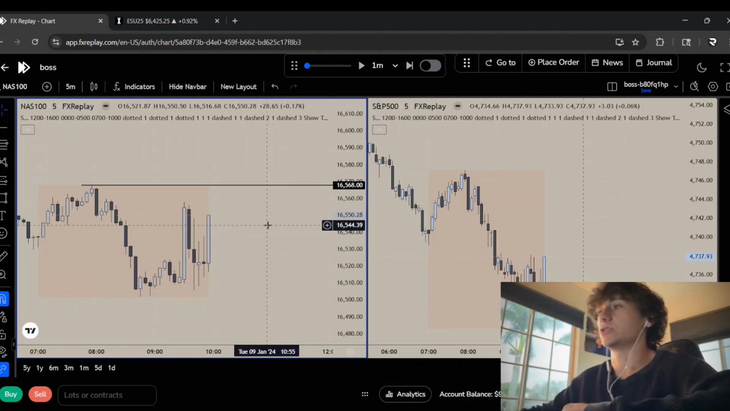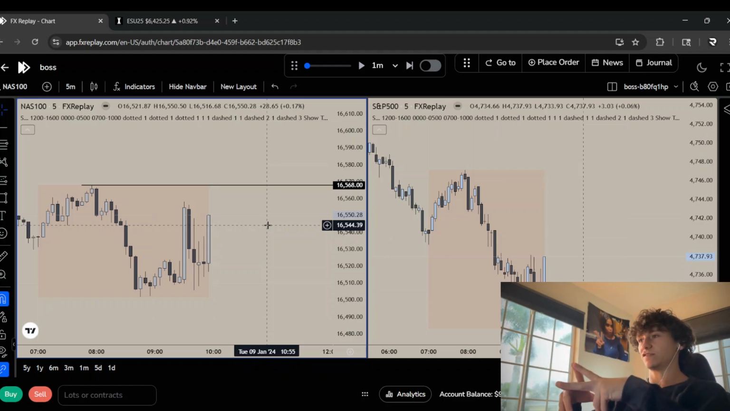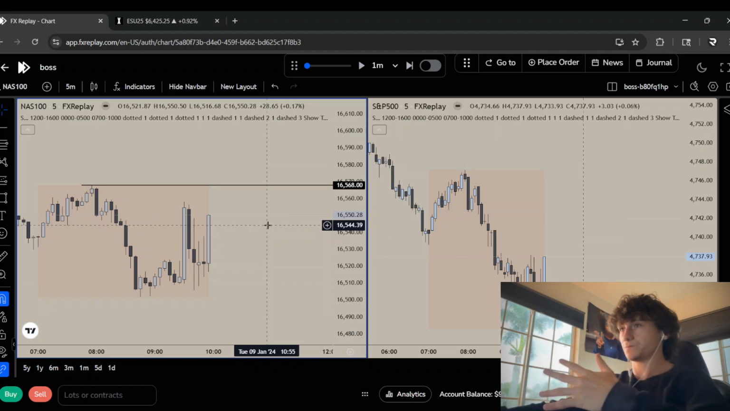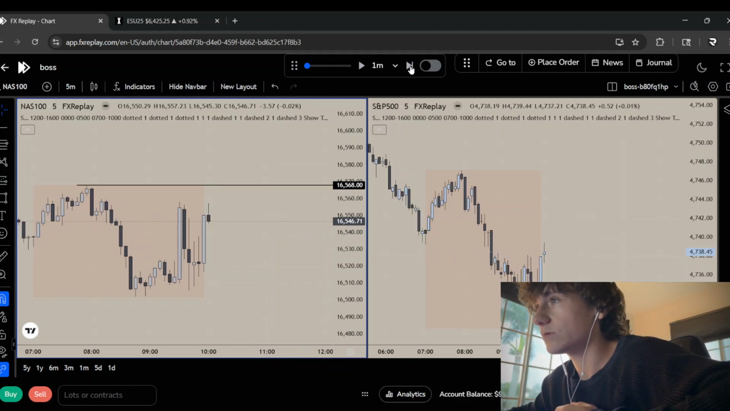We are just kind of ranging, but I need to take this as: when the pairs are uncorrelated and you can't really get one clear narrative, don't enter. That's what we learned in this one.